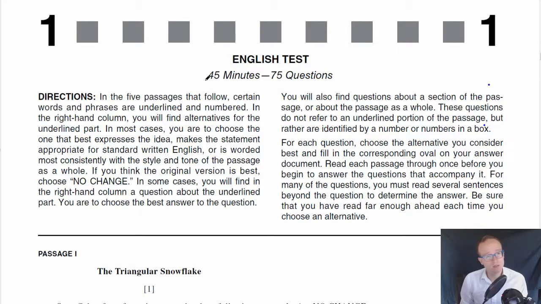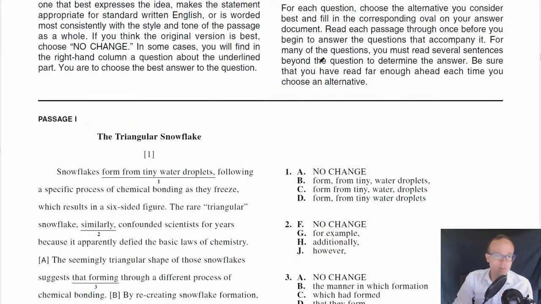So the English test, 45 minutes, 75 questions. You might look at that and say, wow, that is not a lot of time, but a lot of these questions go by really fast. Since I'm going to do a lot of explaining, these will not go by too quickly, so we'll take it one passage at a time so we don't have an hour-long video or whatever.